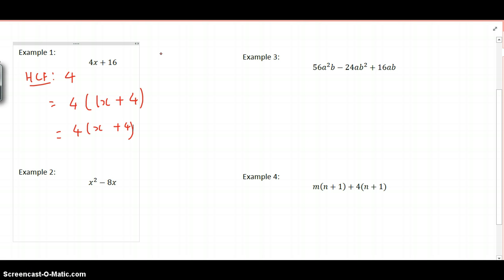Now, again, I'd like you to pause this video first and give this next question a shot. I know it's a bit different than the example that we looked at, but still, I'd like you to look at what is the highest common factor.